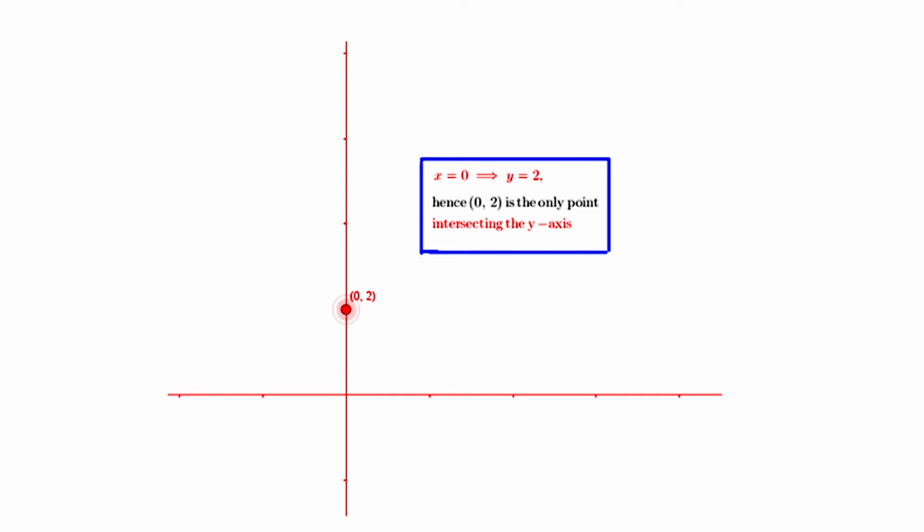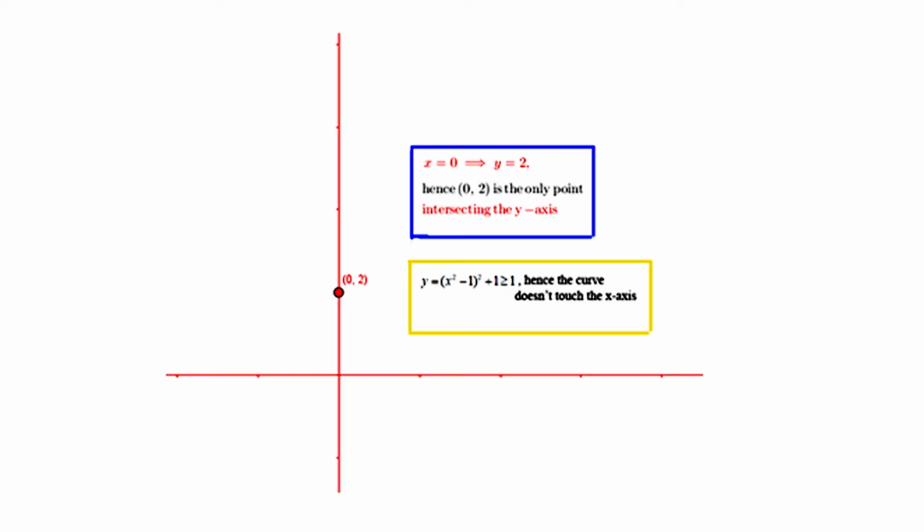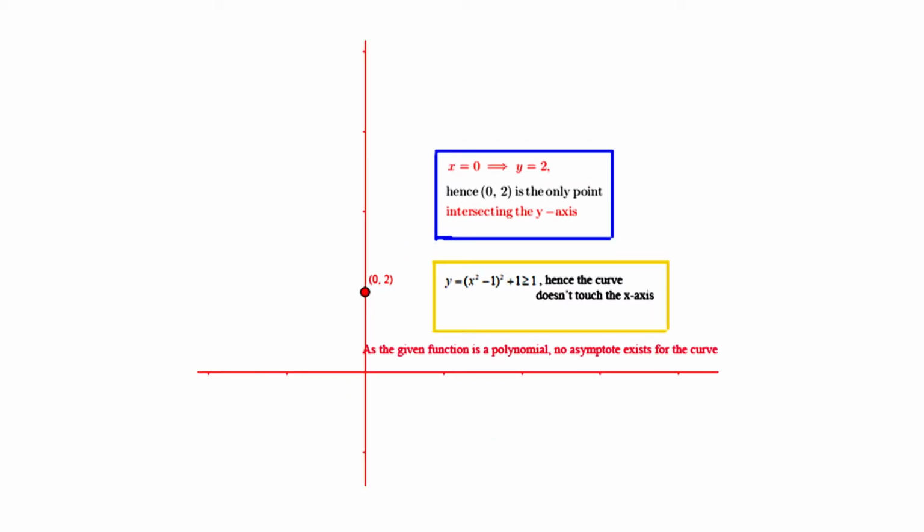When x is equal to 0, we get y is equal to 2. Thus, 0 comma 2 is the only y intercept. Further, y equal to x to the power 4 minus 2x square plus 2 is equal to x square minus 1 whole square plus 1, which is always positive. Hence, the curve never intersects the x axis. As we have a polynomial function, no asymptotes exist.